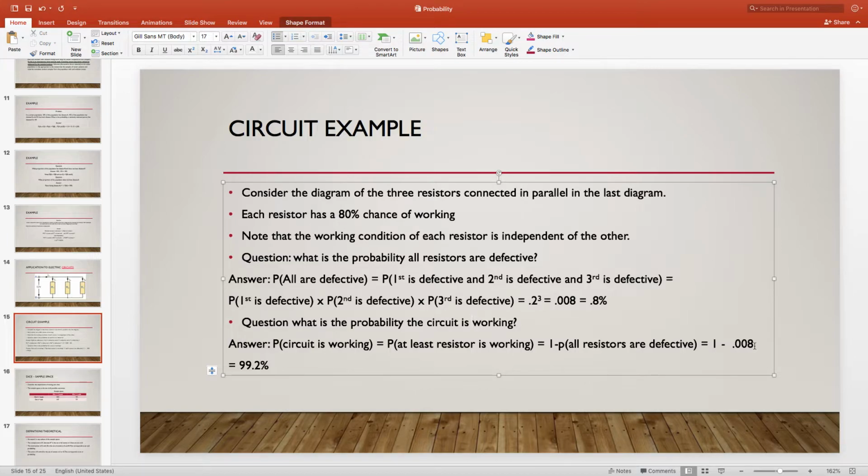Okay, so it's important to do these calculations so that companies don't have a large number of returns and so that people will want to purchase their products. Okay, now I want to emphasize that we did this calculation. Probability all resistors are defective was done up here. Probability all are defective.